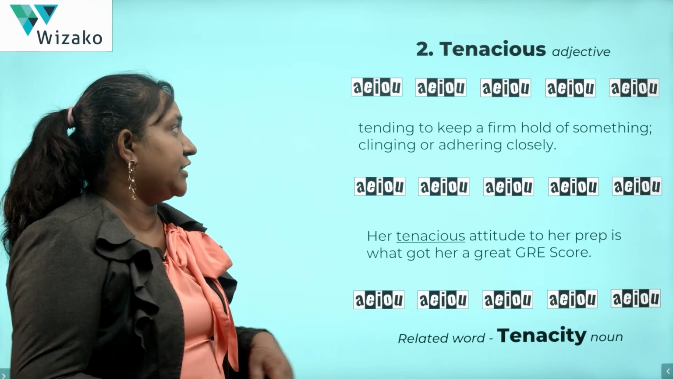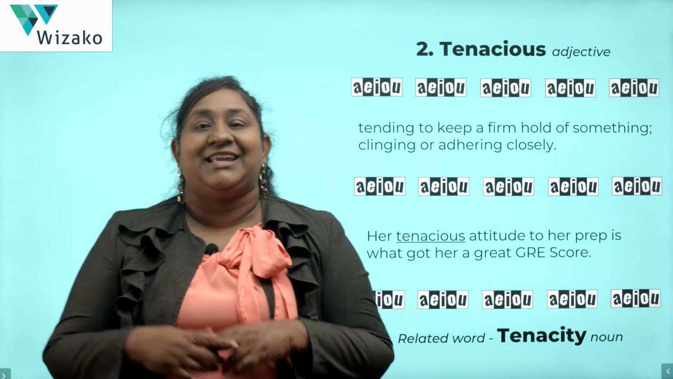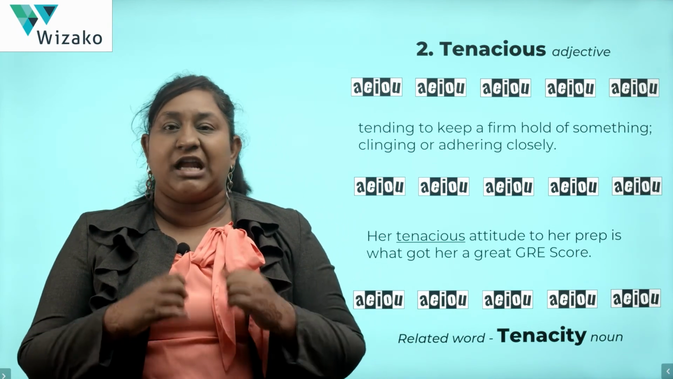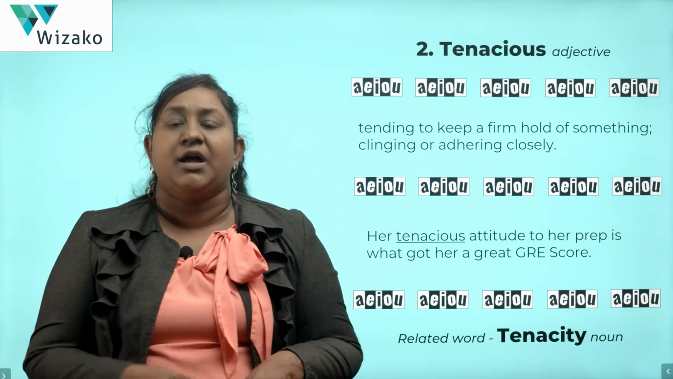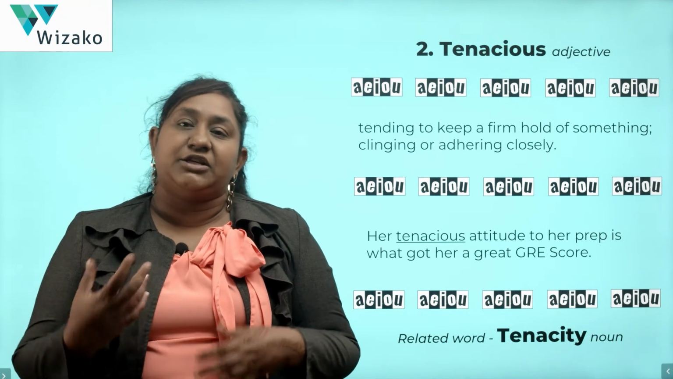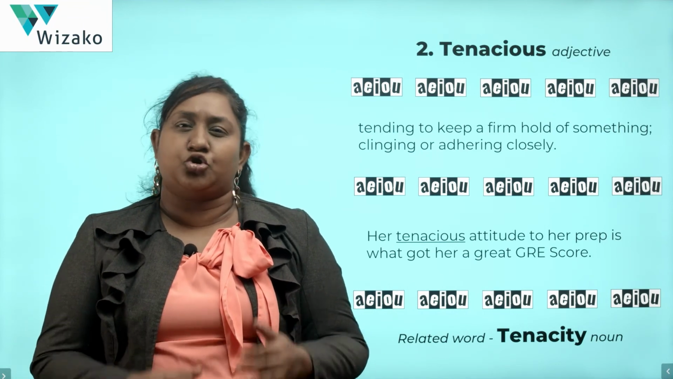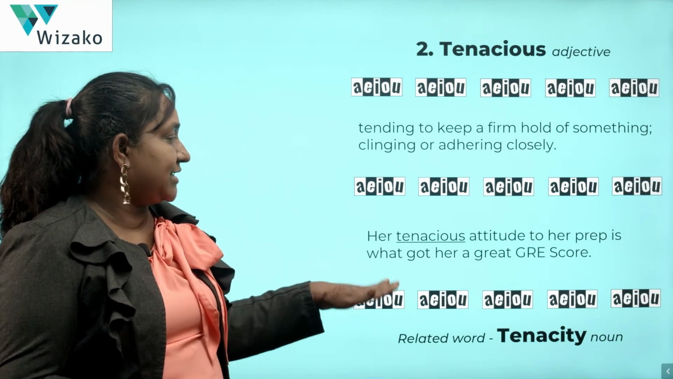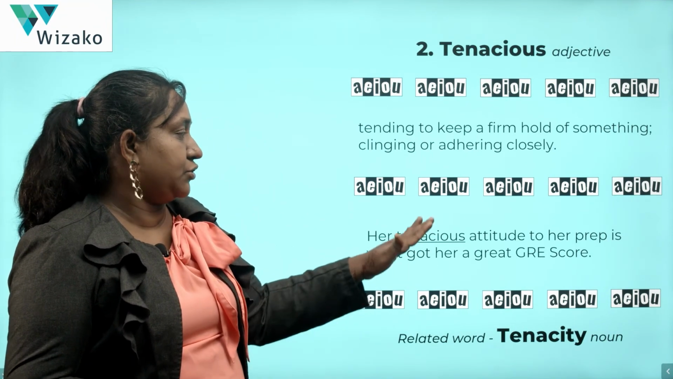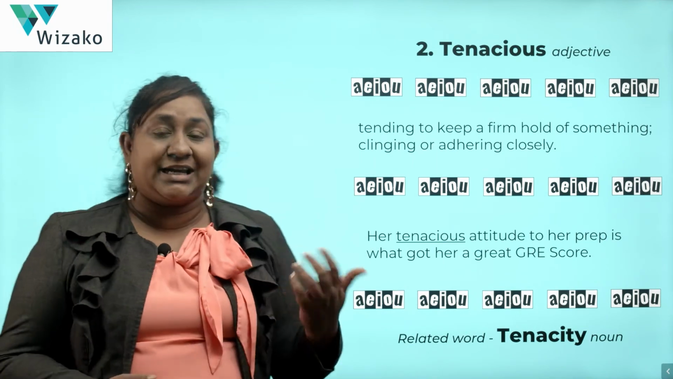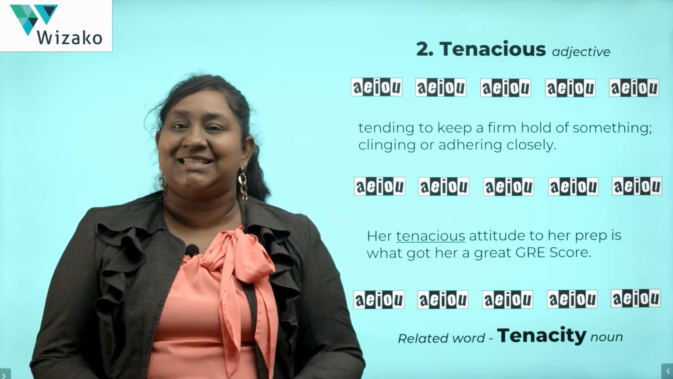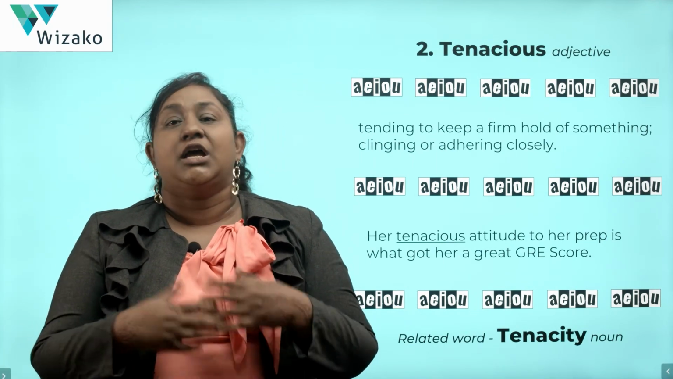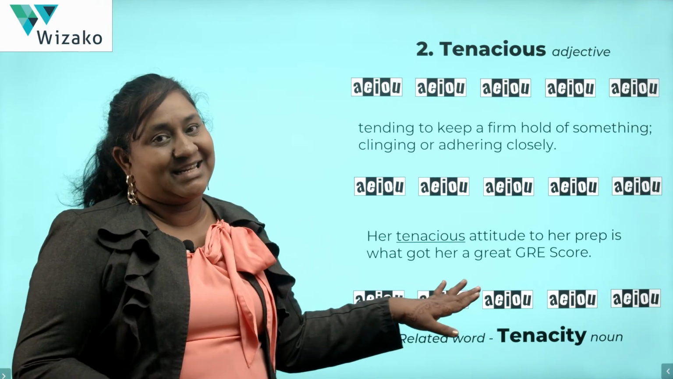The second word for the day is tenacious. Tenacious is to be determined, to never be willing to give up. So it's also an adjective that is used to describe a person. So strong is what you mean when you say tenacious. Here's an example sentence. Her tenacious attitude to her prep is what got her a great GRE score. So her consistent, persistent efforts is what you mean when you say tenacious here.